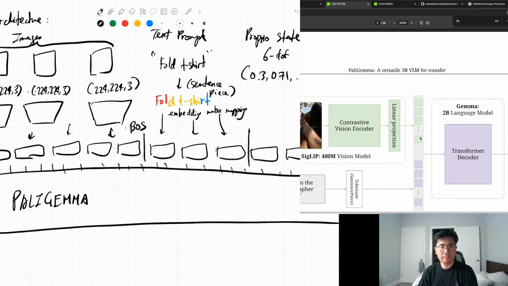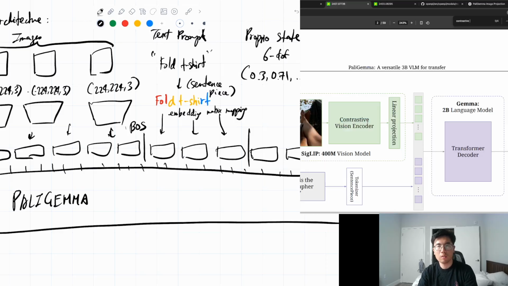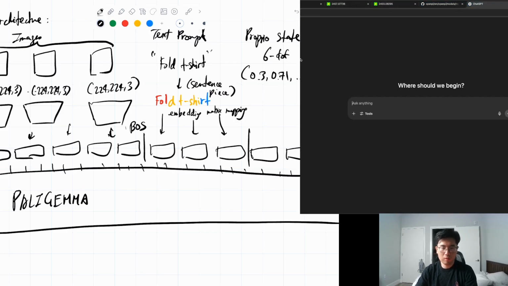And yeah, this contrastive vision encoder, I don't understand this. What is this contrastive?